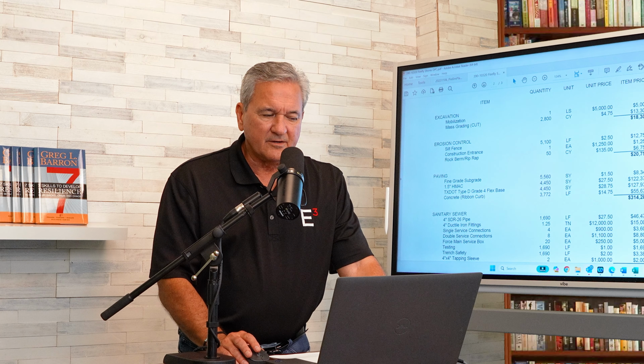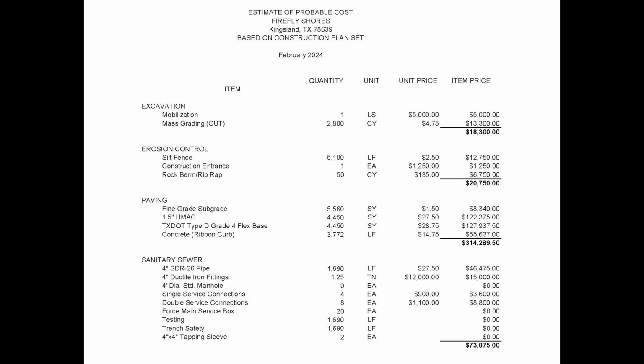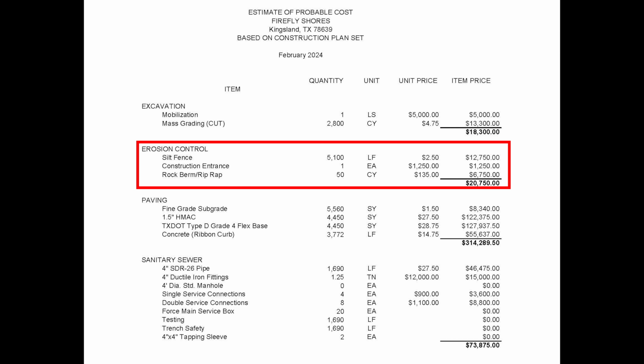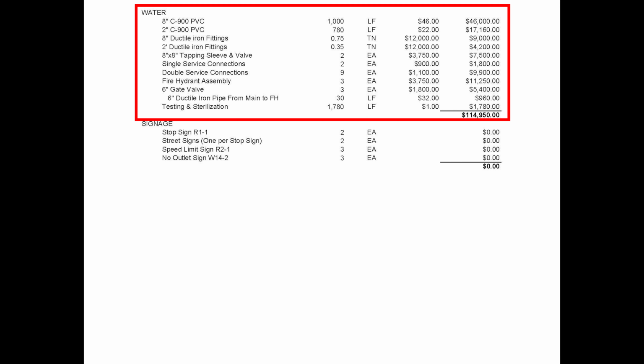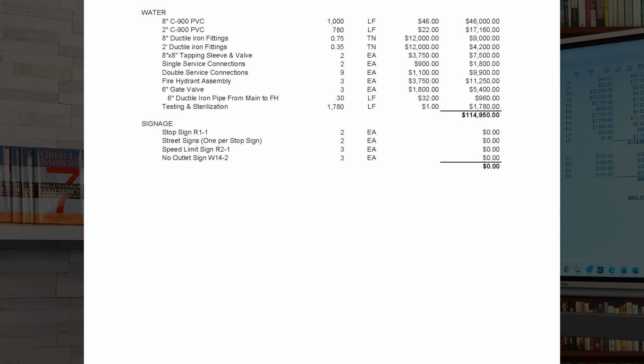And as you can see here, an estimate of probable costs from your engineer will include a wide range of cost estimates. And at this point in time, you have not engaged for full construction documents. You don't know that it'll work yet until you get these estimates first before you do your financial model. But these should include items like excavation, erosion control, paving, sanitary sewer, water, signage, and then totaled out.